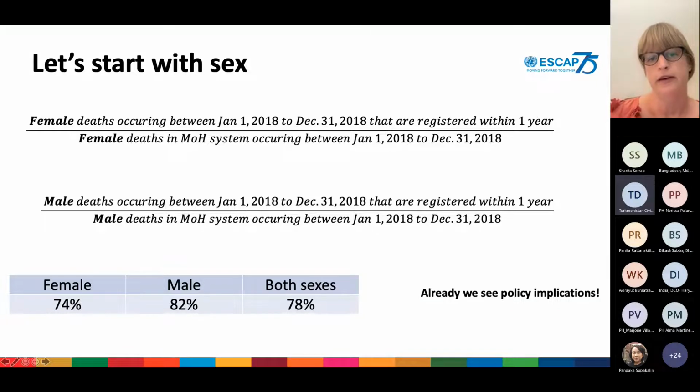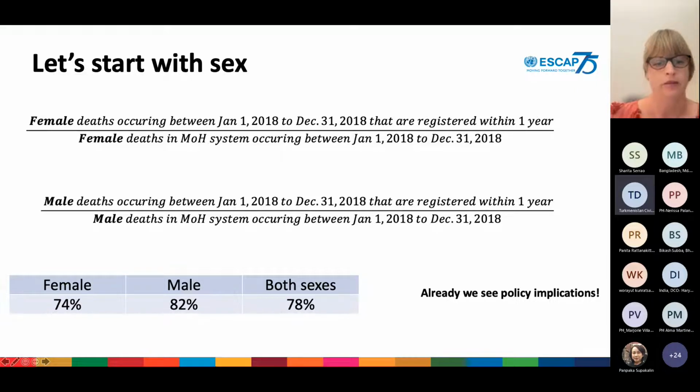So I went with 2018 because this is the most recent year that theoretically wouldn't have been impacted by the COVID pandemic. So we're looking at female deaths that occur between January 1st and December 31st, and that were registered within a 1 year. And we're going to use recorded deaths from the Ministry of Health. So we're looking at female deaths from the Ministry of Health that occurred between January 1st and December 31st of 2018. And then we'll do the same thing for the males.